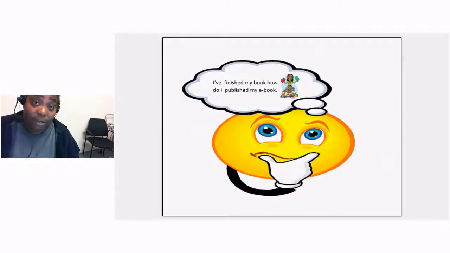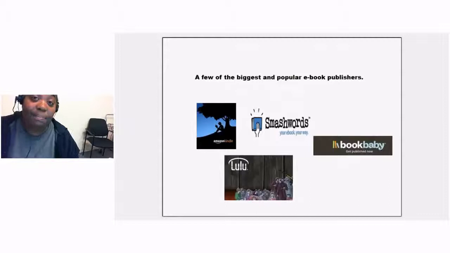So you've written your book in Word, you've done it, you're ready to go, you edit it. How do you publish it? Well, the first step is that you got to find an ebook publisher. So here are the big boys: Amazon Kindle, Smashwords, BookBaby, and Lulu.